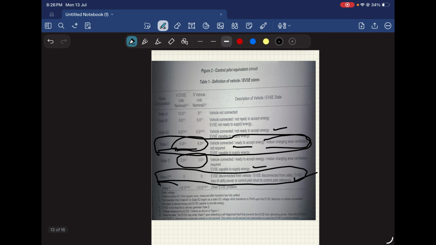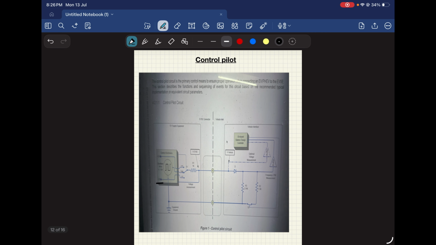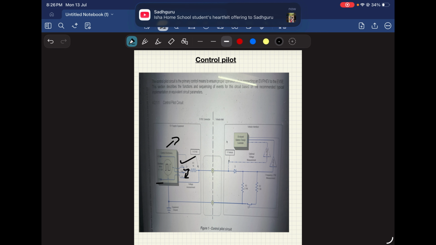State F means internal. Normally the first time it is 12 volts, then it will connect to PWM. Here minus 12 volts is also there, right? When this connects to minus 12 volts, it means there is an internal EVSE issue, either during charging time or any time. It means the internal EVSE has a problem. So it will decide there is a problem, so no need to command it. This is state F.